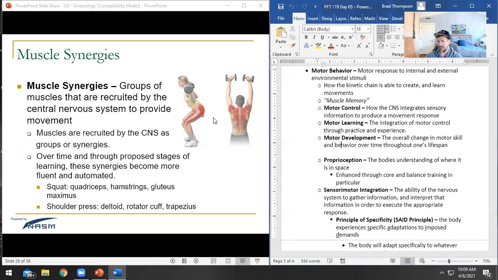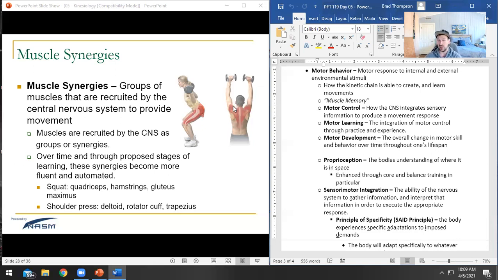Your quads and hamstrings are antagonists to each other, right? And yet in this case, they're actually working together. So there's a lot of movement happening at the ankle, knee, and hip joint simultaneously. All of those muscles need to work synergistically together in order to produce an effective, proper squat.